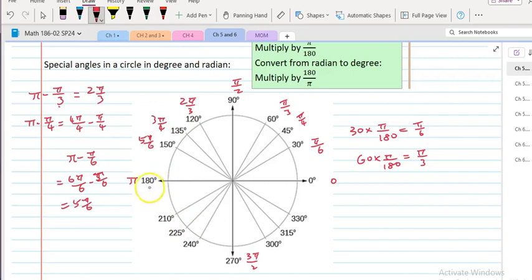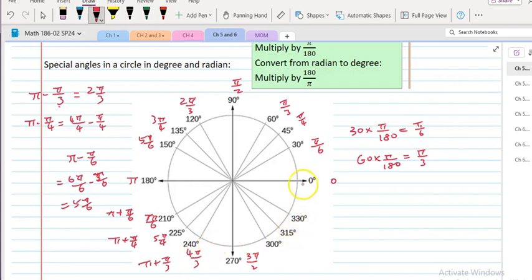210 is pi plus pi over 6, right? Pi plus pi over 6, that is 7 pi over 6. Pi plus pi over 4 will be 5 pi over 4. And this one would be pi plus pi over 3, which is 3 pi over 3 plus pi over 3, is 4 pi over 3.